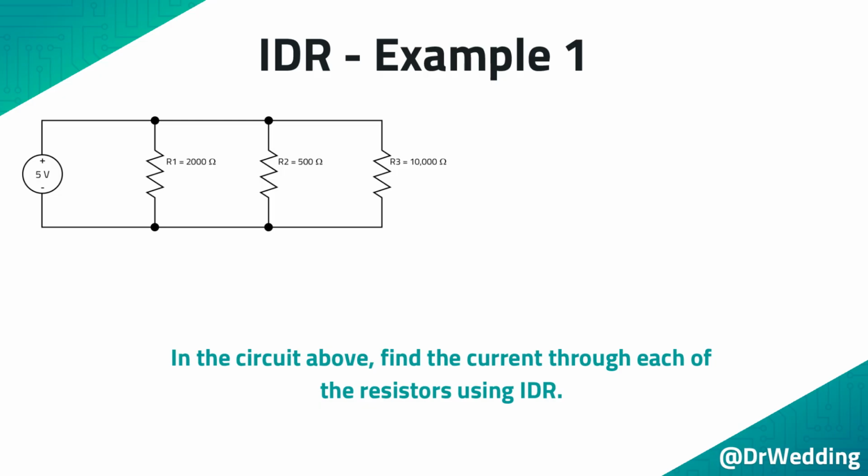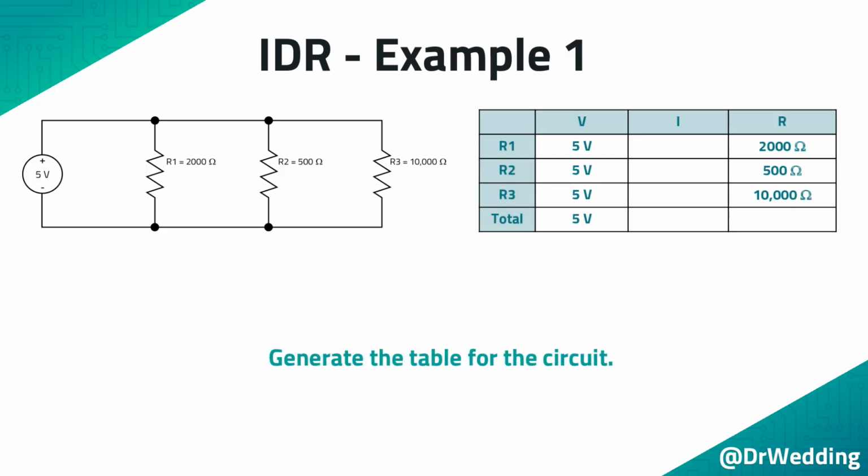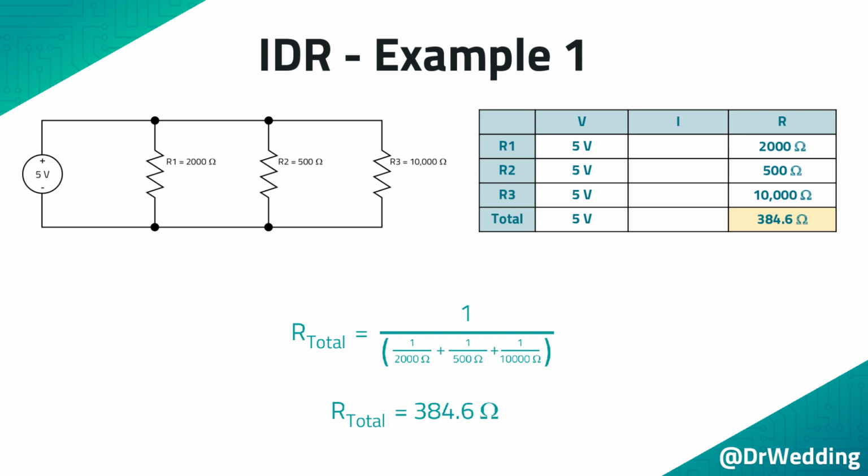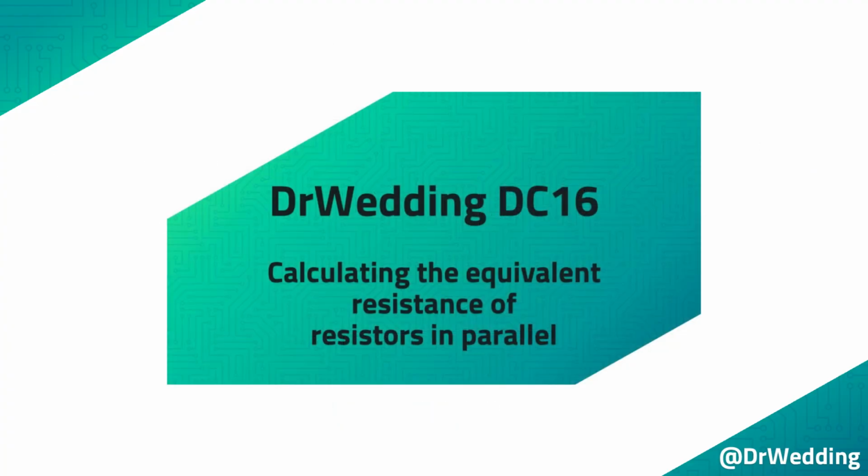The best way to learn how to use this equation is through an example. Example 1. In the circuit above, find the current through each of the resistors using the current divider rule. As always, start by generating a table for the circuit and fill in the known information. In a parallel circuit, the voltage is the same across all of the resistors. To use the current divider rule, you need the total resistance. The total resistance can be calculated using the multi-resistor equation. If you are unfamiliar with the multi-resistor equation, you can learn how to use it in my previous video, DrWedding DC16.